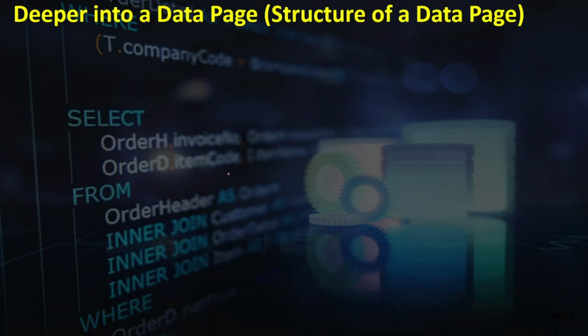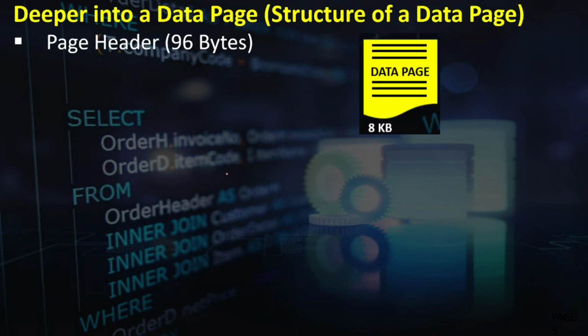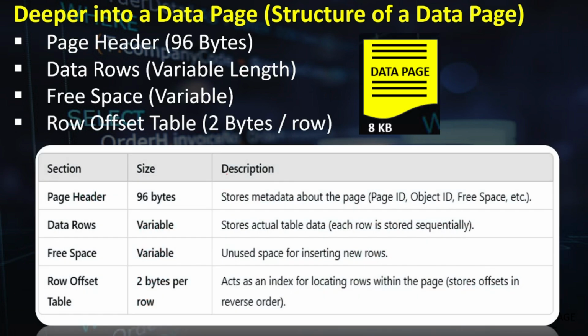Let's go deeper into the data page concept, the structure of the data. Any data page contains 4 things. The first is the page header, which is 96 bytes, and the page header stores the metadata, the data about data, like page ID, object ID, how much free space there is, etc. The second thing is data rows, then third is free space, and then the fourth is the row offset table. Data rows are the actual data that is stored.